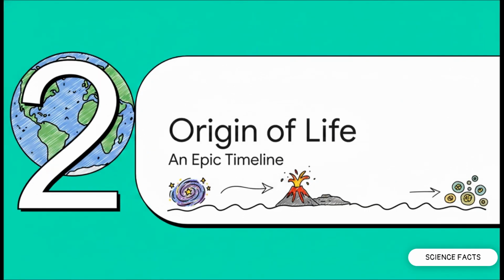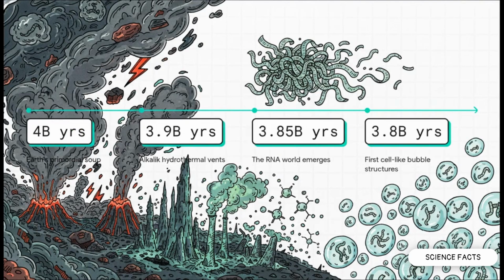Section 2. The epic origin of life. Now that we've conquered the modern syllabus, let's travel back about 4 billion years to set the stage for cellular biology. To truly understand the cells operating inside of you right now, we have to look at this chronological timeline. Around 4 billion years ago, Earth was this harsh, chaotic mix we called the primordial soup. But as we move forward to roughly 3.9 billion years ago, biological activity really started concentrating around alkaline hydrothermal vents deep down in the oceans.